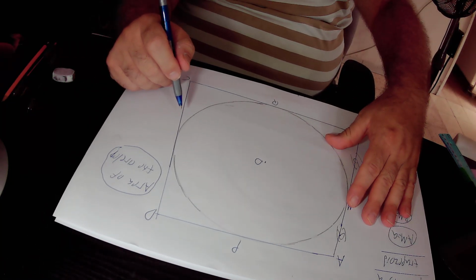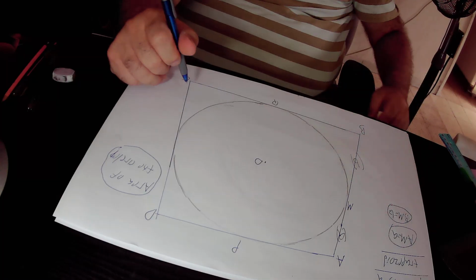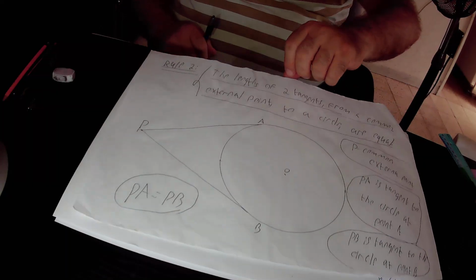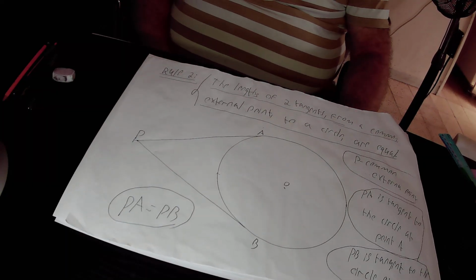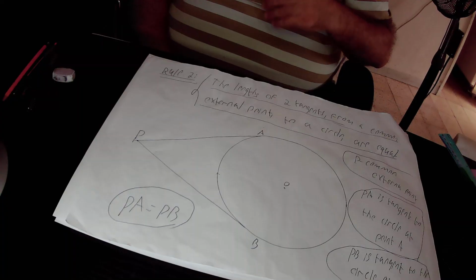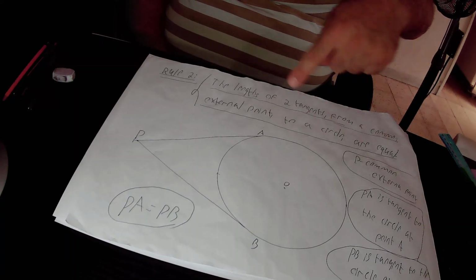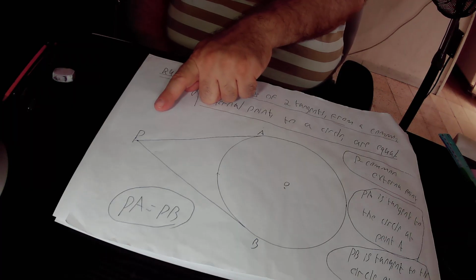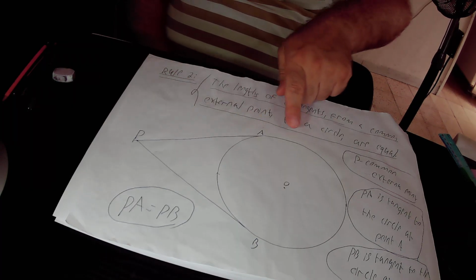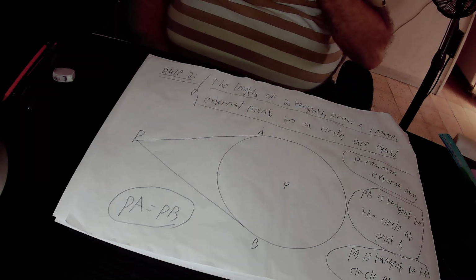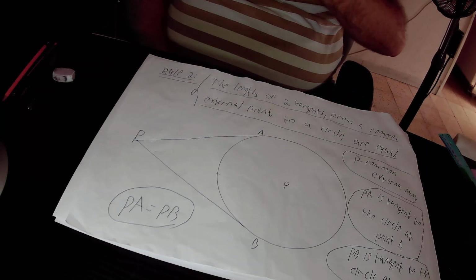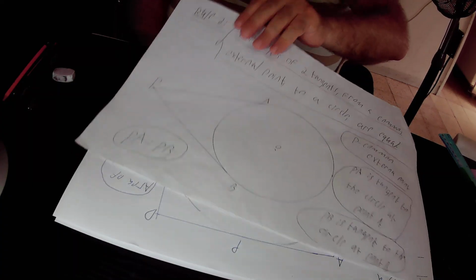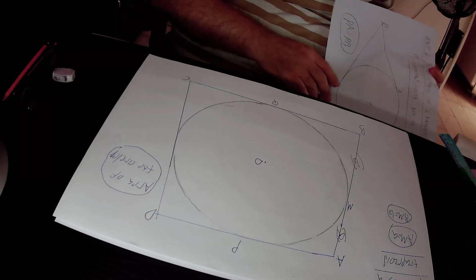Here we can implement rule 2 and rule 1. According to rule 2, the lengths of two tangents from a common external point to a circle are equal. So in the drawing we have a circle, and this is the common external point P. From this common external point P, we have two tangents to this circle, tangent PA and tangent PB. According to this rule, they are equal to each other. That is to say, PA equals PB. So we can actually implement rule 2 in our drawing.